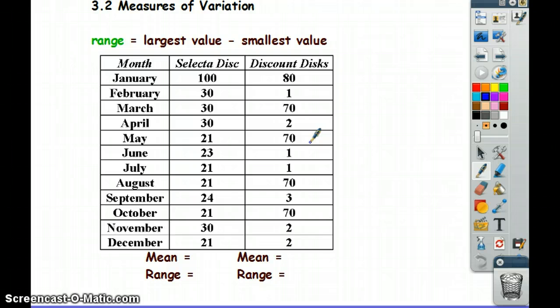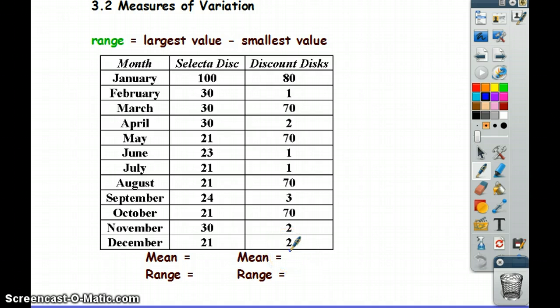The first one is really easy, and it's something you've probably known since grade school, and that's the range. We take the largest value minus the smallest value to just find out that length, that difference. So here we have two pieces of data. We have the selecta discs. Let's say this is how much we can buy this for each month. And then we have the discount discs and how much we can buy these for each month.